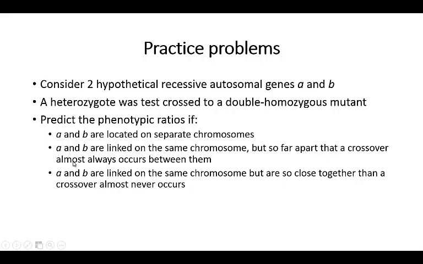What would you expect if A and B are linked on the same chromosome but so far apart that a crossover almost always occurs between them? And lastly, if A and B are linked on the same chromosome, but they're very close together, in this case you may never get a crossover between those 2 genes. There's just not enough space for something like that to happen. So I'll let you go ahead and pause it now and think about the answers to these.